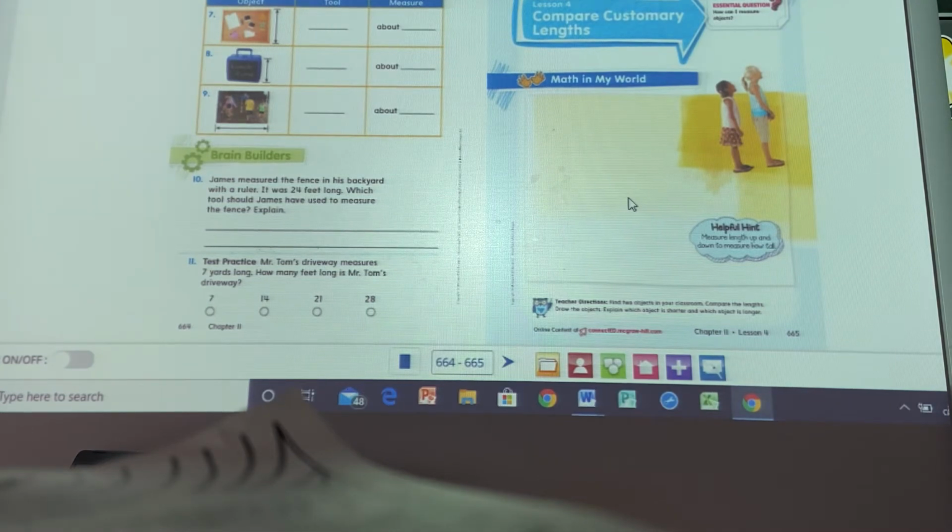So customary tools would mean use the ruler for some things, the yardstick for others, and maybe the measuring tape for others. Okay? Now our question all week has been, how can I measure objects? And that's what we've been doing all week, measuring objects. All right? So let's move on.